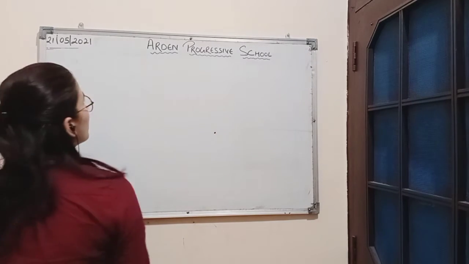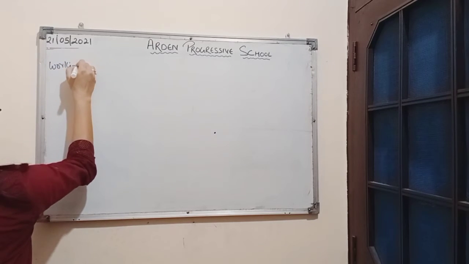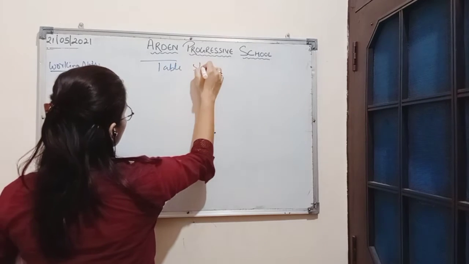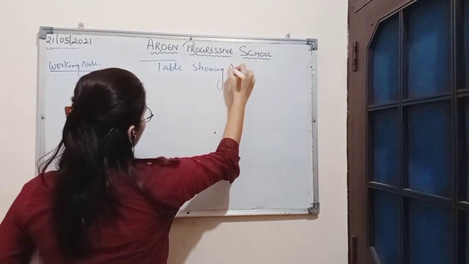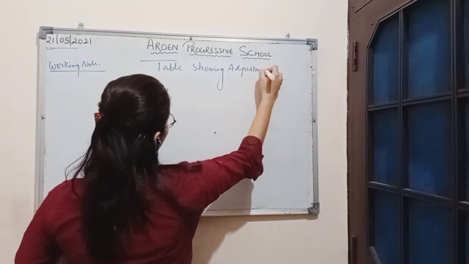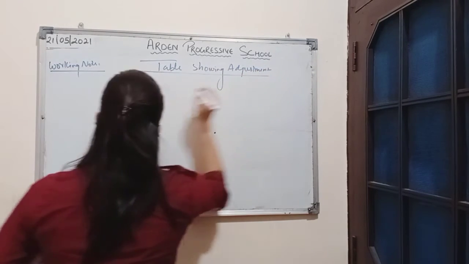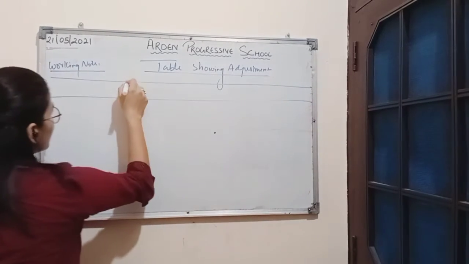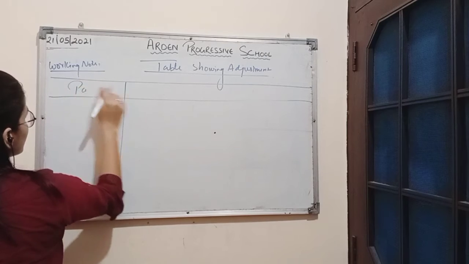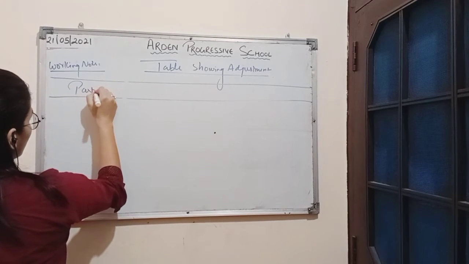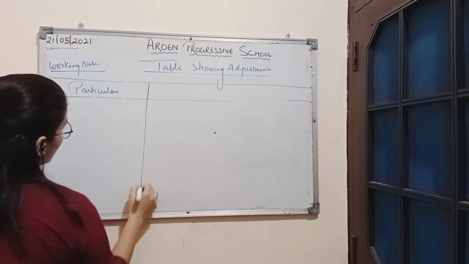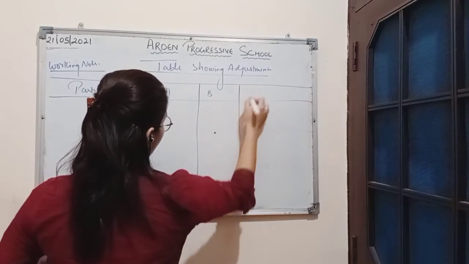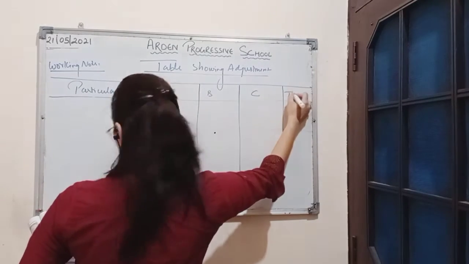So first, in the working notes we will be drawing a table showing adjustment, where we will write all the errors made by the firm and the balances left with the partner's capital account. Here is the format: particulars, partner A, partner B, partner C and total.